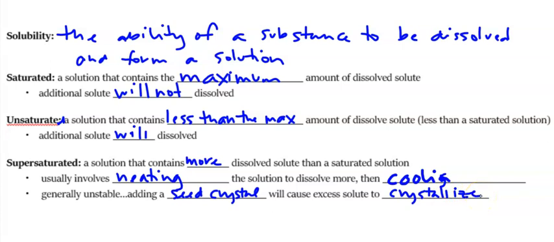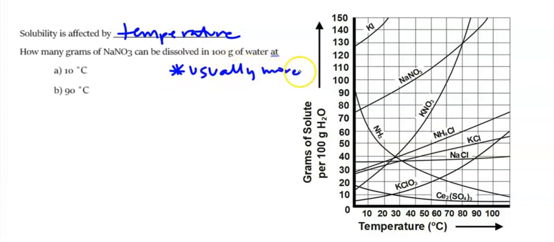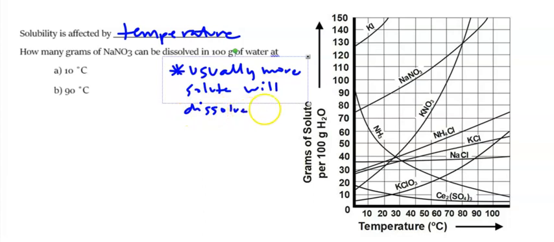Okay, so this heating then cooling relates to the last part, and that is that solubility is affected by temperature. So the higher the temperature, typically, the more solute that can get dissolved. Okay, so let's add that note here. So usually more solute will dissolve at higher temps. And do a capital T for temperature.